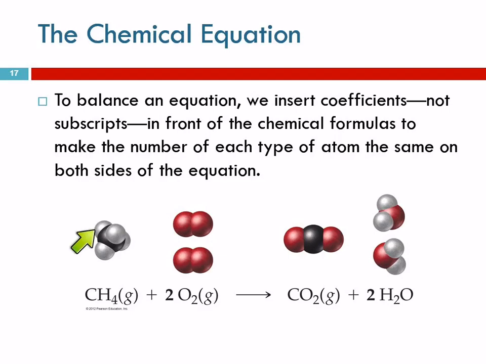So if we have 1 of these and 2 of those, now we can rearrange those and make one carbon dioxide, and we can make 2 water molecules. And all of the balls that we started with show up in our products. And then we know that we have a balanced chemical equation that's accurately describing the actual chemical reaction that's taking place. Any questions?